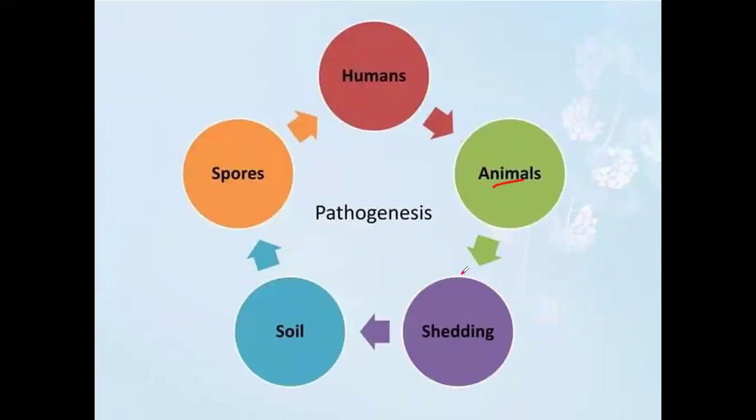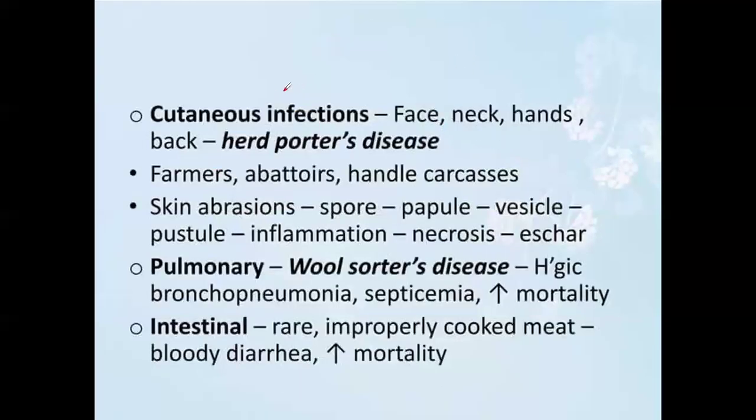From animals, they shed, and it goes to the soil. As it said, it can stay active in the soil because of the spores. Then the humans ingest them, and then it goes like a cycle. There are two types of diseases that Bacillus anthracis causes that you have to know: the cutaneous manifestation and the pulmonary manifestation.